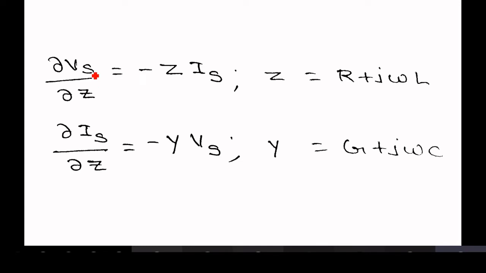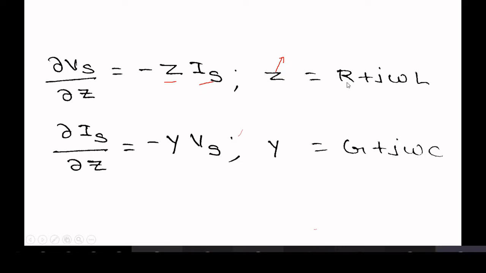This also we have seen: dou Vs by dou Z is equal to minus capital Z into Is, where Z is nothing but the impedance. Z is equal to R plus J omega L, whereas the current equation can be expressed in terms of admittance. Here capital Y is called the admittance, which can be expressed as G plus J omega C.